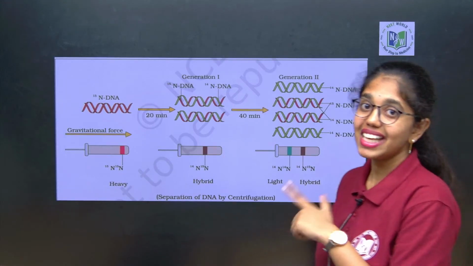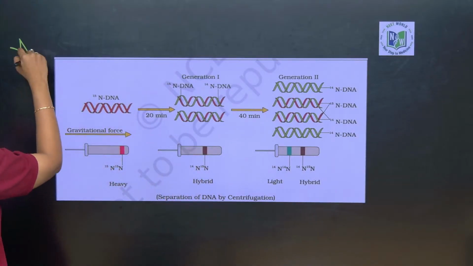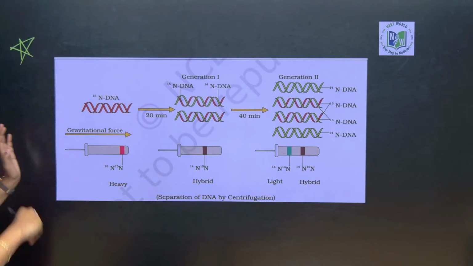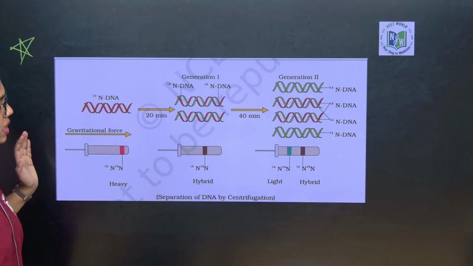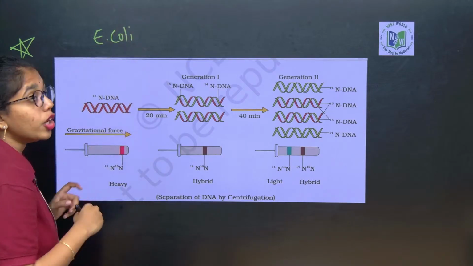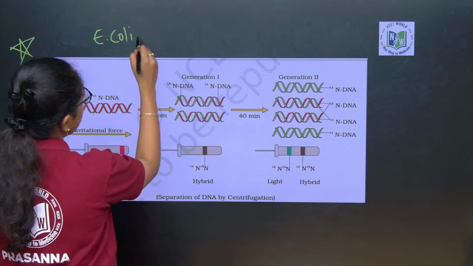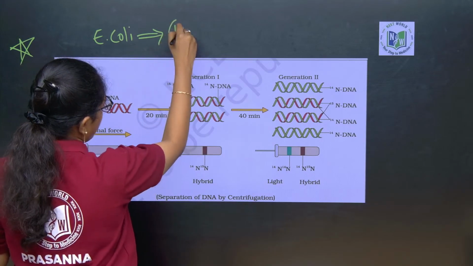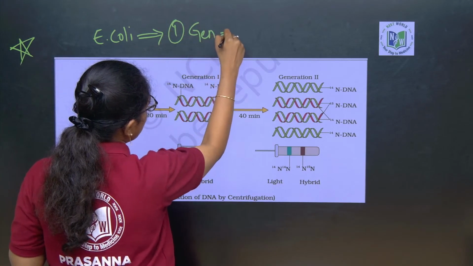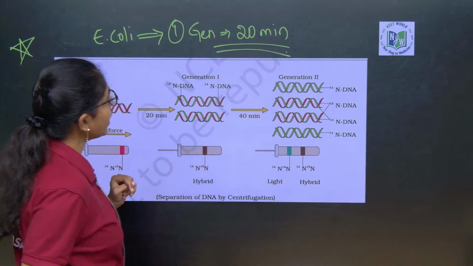Next, this is the experimental proof of Meselson and Stahl. Many a times, 2 to 3 times the question is asked from this, beta. So this Meselson and Stahl experiment is done on the model organism E. coli, to prove the semi-conservative method of DNA replication, wherein in E. coli, one generation is 20 minutes.